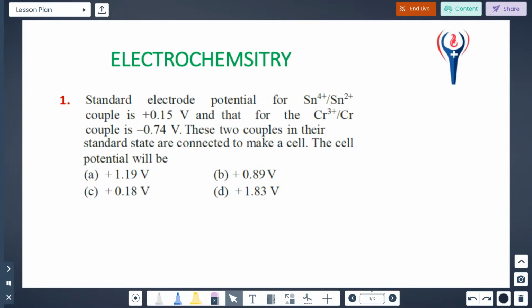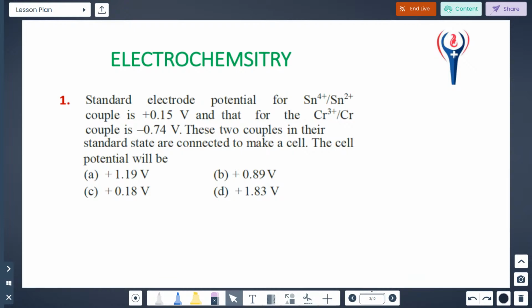So the first sum is: the standard electrode potential for the Sn4+ to Sn2+ couple is 0.15 volt. Likewise, for the Cr3+ to Cr couple it is minus 0.74 volt. If you compare these two, what is the cell potential they are asking? That's the question.